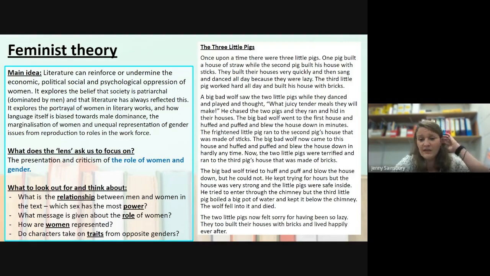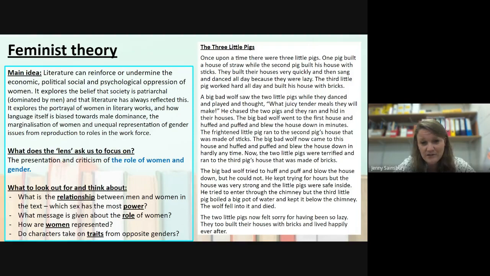So, the key thing that I want you to look at with this one, when you pause the video in a minute, is what's the relationship between men and women? Which gender or sex has the most power? What message is being given about the role of women? Okay, and if we assume that women aren't represented, why? But if they are being represented, how are they being represented?